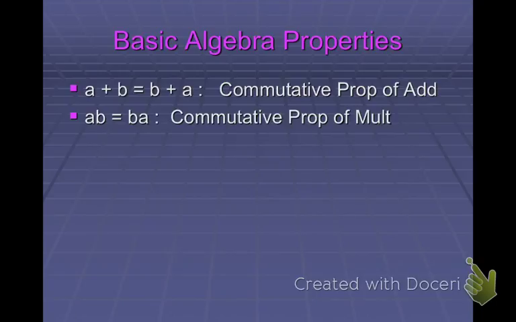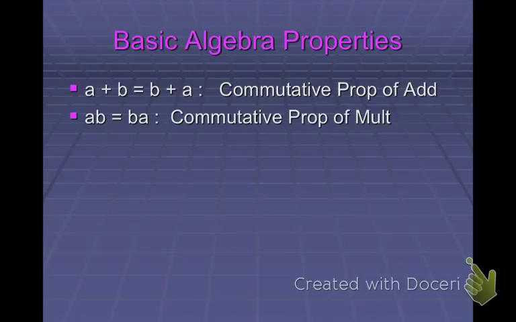Same way with the commutative property of multiplication. If I take A times B, that's going to be the same thing as B times A. 6 times 7 is the same thing as 7 times 6. Now, that covers the commutative property of addition and the commutative property of multiplication.